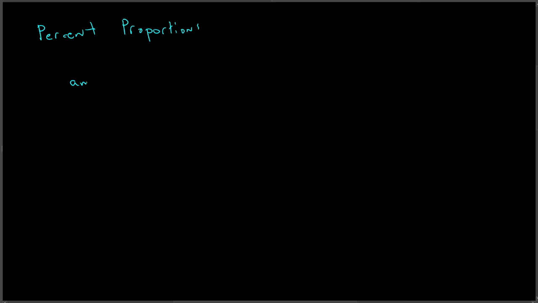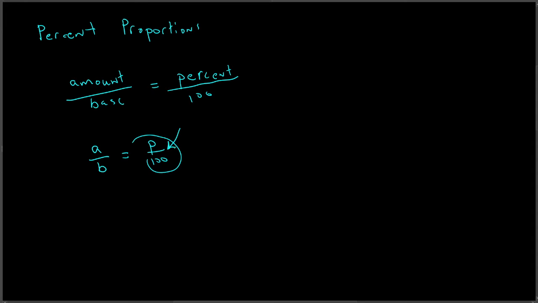And that the amount over the base will equal the percent divided by 100. So we can say A over B equals P over 100. Now I didn't write the over 100 because when I see a percent, I convert it back. So for example, if I get an answer of 0.68 for my P, I'm going to turn that into 68%. And that's what this over 100 does.